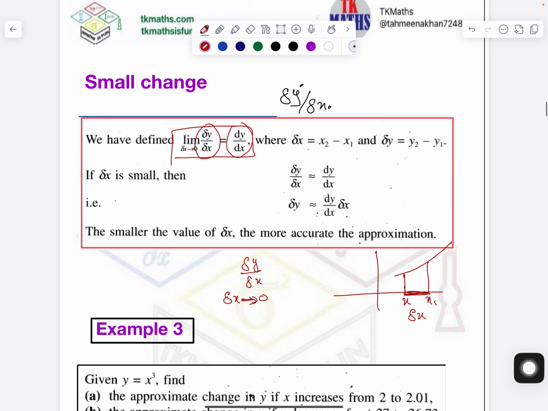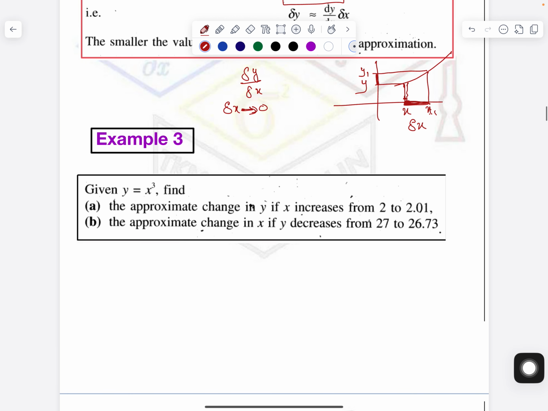And against every x there will be a corresponding value of y, and this will be against the value of x1. This change will be called delta y. So this is the meaning of delta x and delta y. So the point here is, if this change is so small that it is very close to zero, then we can say delta y over delta x is equal to dy over dx. And this is the small change formula, right? Now let's see its application in the question. You can read the question now.